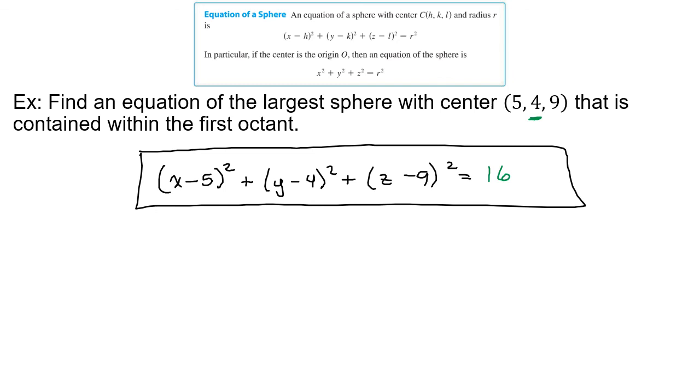Anything bigger than 4, since it's a y value, would hit the xz plane. And so we can't go further than that plane. And that's why I would pick the 4. So hopefully that's pretty good.